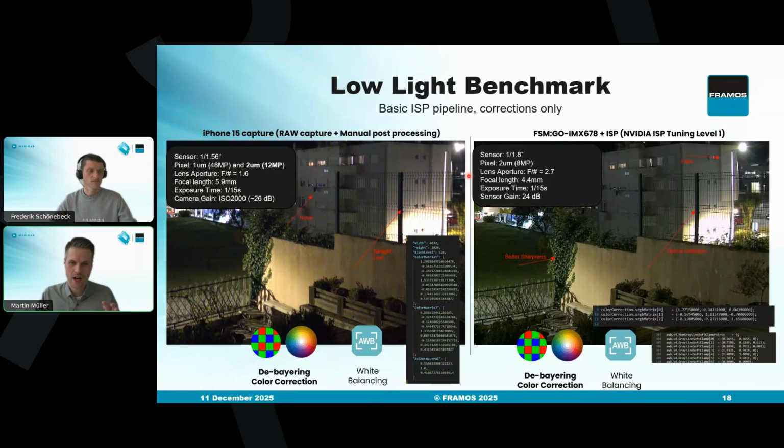So I was kind of surprised that our FSM Go imaging module produced almost the same, a very, very similar image, considering the sharpness, the brightness, and also the noise, with an f/2.7 aperture compared to the iPhone's 1.6. And this is due to the sensitivity of the image sensor used here. The 678 is a Starvis 2 sensor trimmed for low light applications. On the other hand, we also see some flares caused by the optics, and also some optical distortion because there was no optical distortion correction applied.